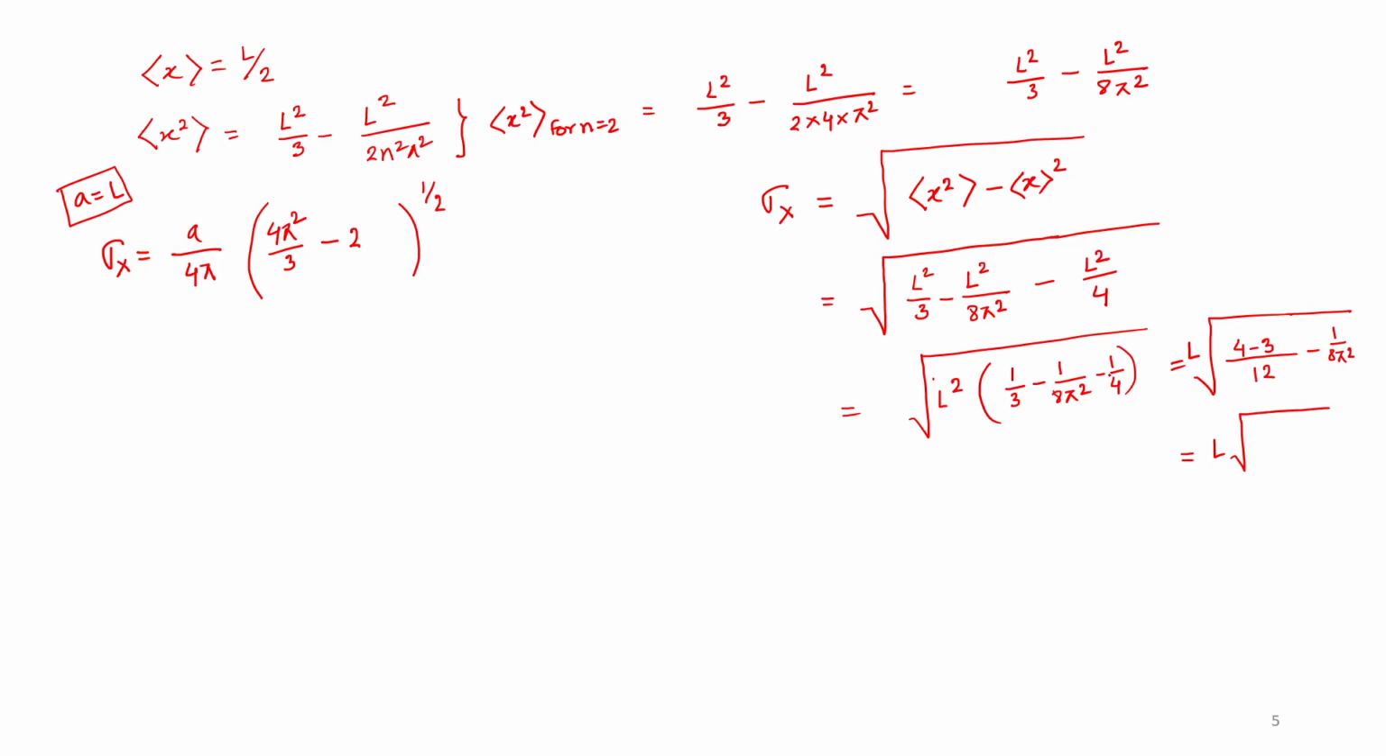So 1 by 3 minus 1 by 4, that is 4 minus 3 by 12, that is 1 by 12, minus 1 by 8 pi square. So can we manipulate something from there? Can we take 4 outside? That means 2 outside, that will be L by 2. So we have taken actually 1 by 3 minus 1 by 2 pi square.